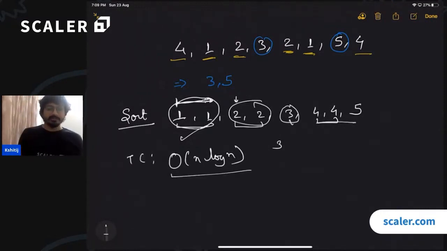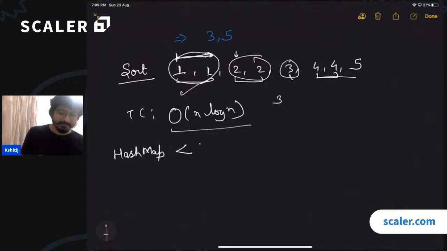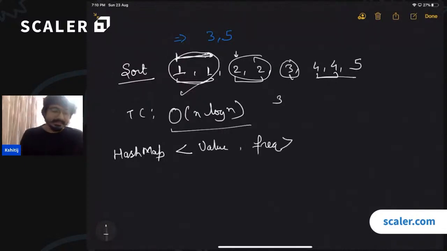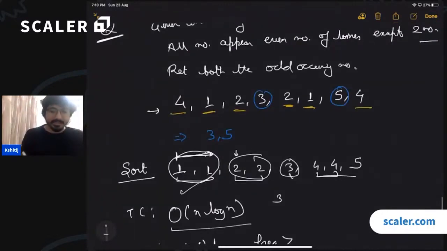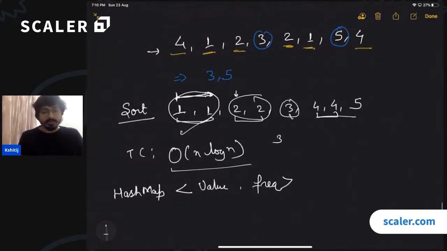The other approach that was suggested is to use a hash map. So we'll create a hash map. This hash map is going to have the array number or the value along with the frequency, right? So you will iterate over the original array and maintain the frequency of all the elements in the hash map. Once all the frequencies have been calculated, you can again iterate over the hash map and check which number has an odd number of occurrences, right?